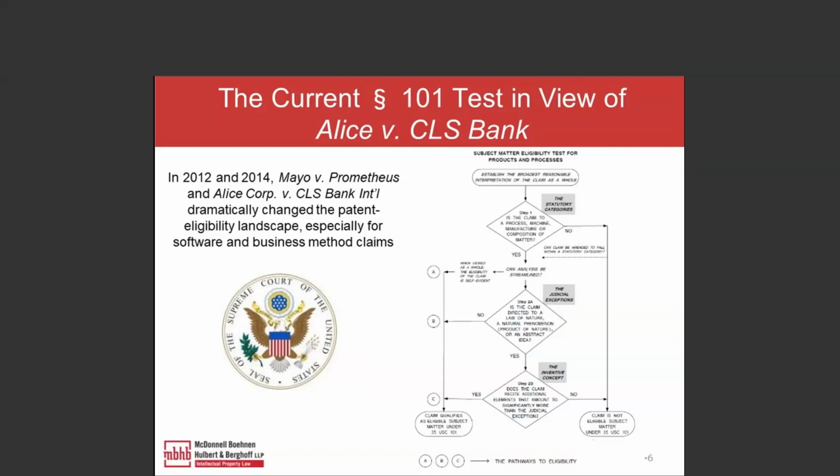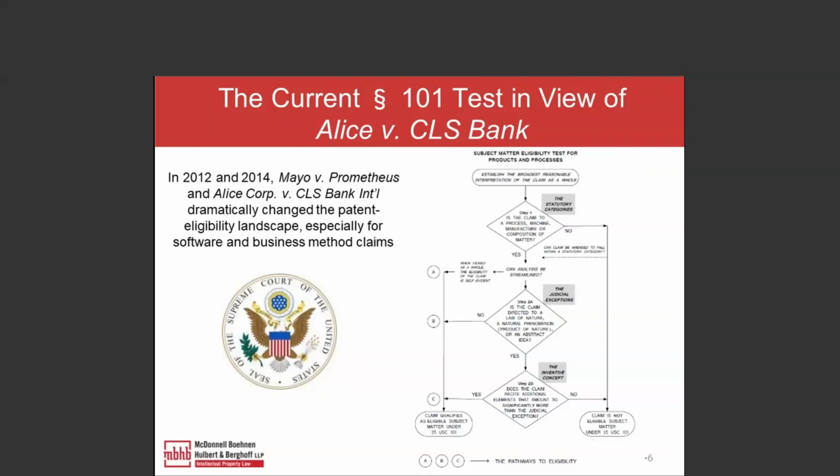So what did the Supreme Court say in Mayo and Alice? They said that the test works something like this. I'll walk through the flow chart, which, by the way, I took from the Patent Office's website because I think it's a pretty good representation of how the test is supposed to work in practice. You start off with your claim. You enter the flow chart. You go to step one.